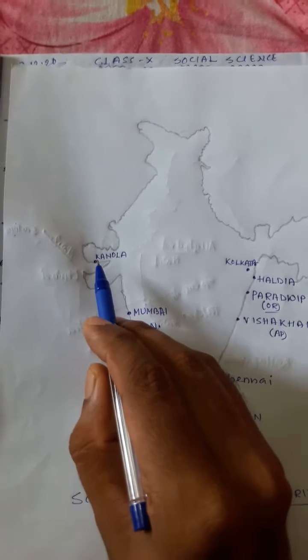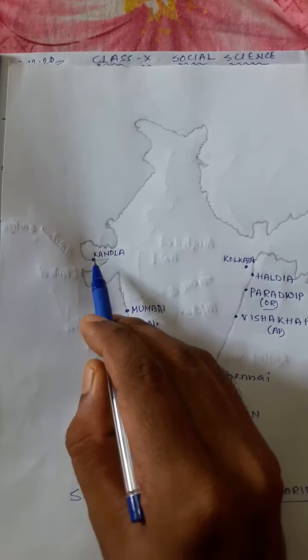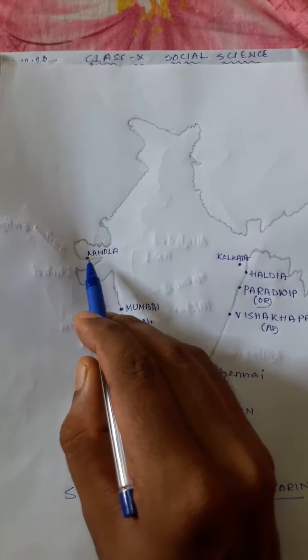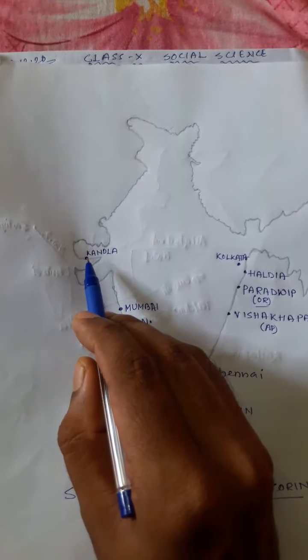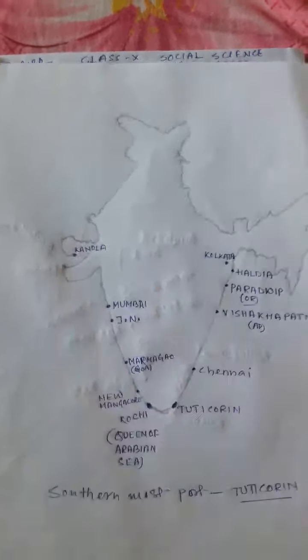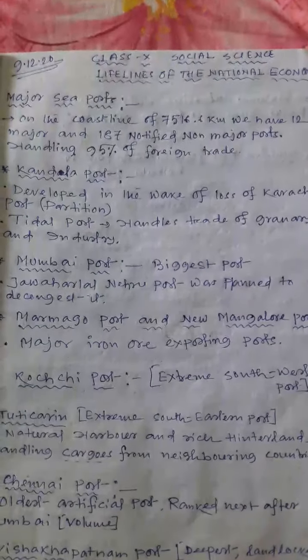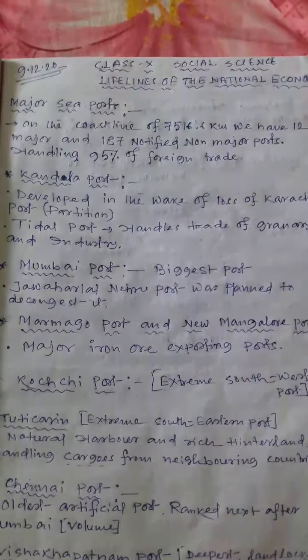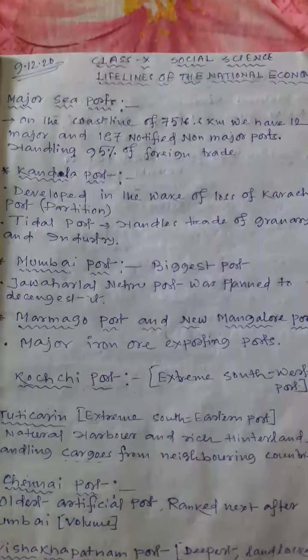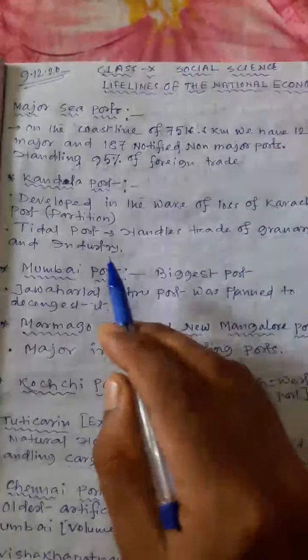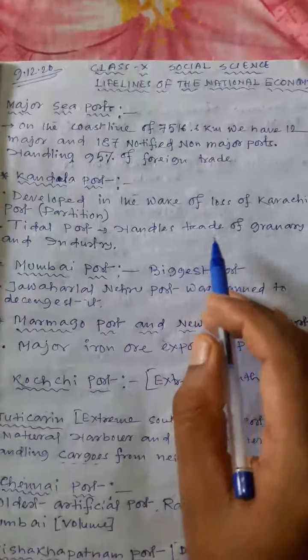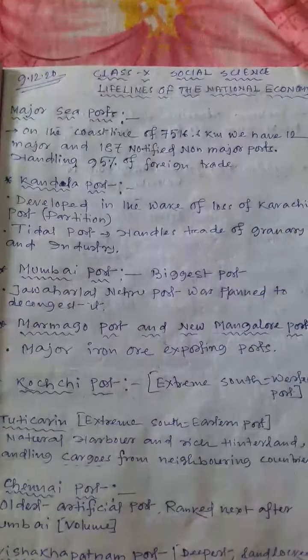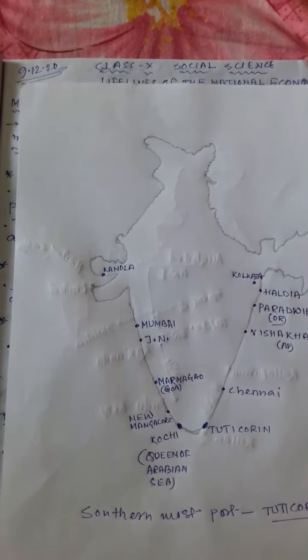So where is the Kandla? It is here in Gujarat. So this is the point, you should locate this in your map also. This is the Kandla port, which is in Gujarat. So this was set up in the wake of loss of Karachi port due to partition. Now this is another point: it is a Tidal Port, handling trade and granary and industry. So on this Tidal Port, you know, the tidal energy is there.